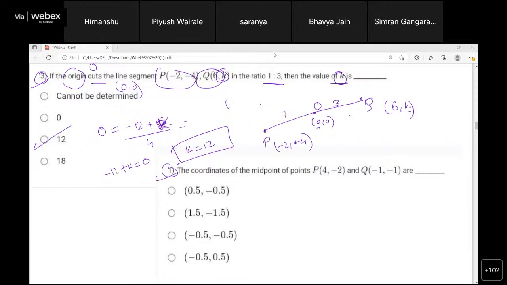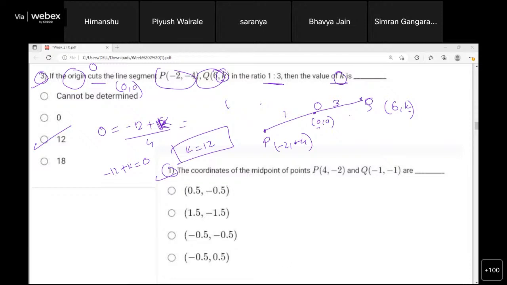So the answer is option 2. Yes, option B. Okay. So question 2 from 2.3, right? Yes, sir. Here we need to find out the ratio.